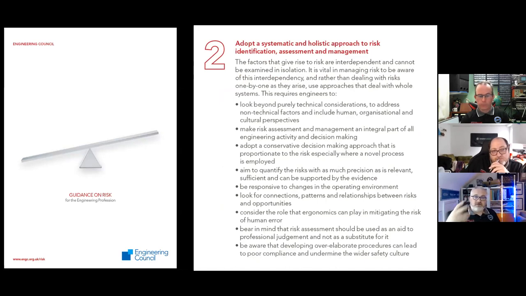So you can download this afterwards and absorb. Number two, adopt a systematic and holistic approach to risk identification, assessment and management. This is EICRs to a T. The factors that give rise to risk are interdependent and cannot be examined in isolation. It is vital in managing risk to be aware of this interdependency rather than dealing with risks one by one as they arise. Use approaches that deal with the whole systems.